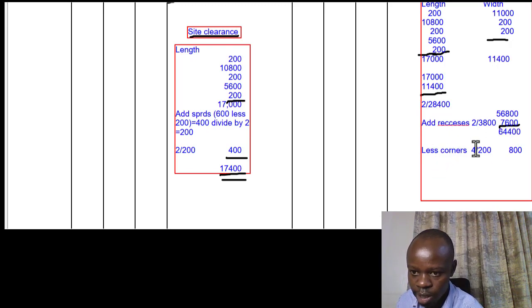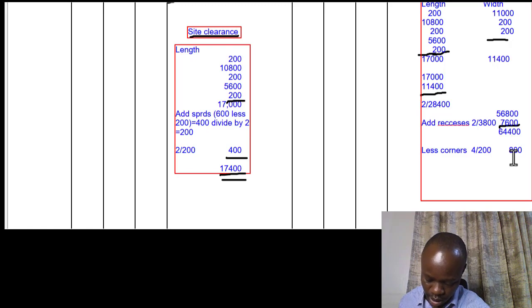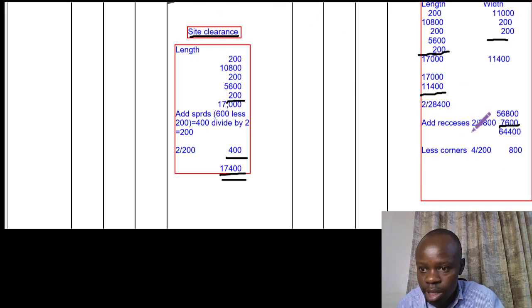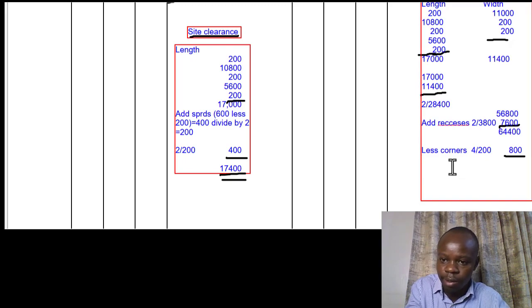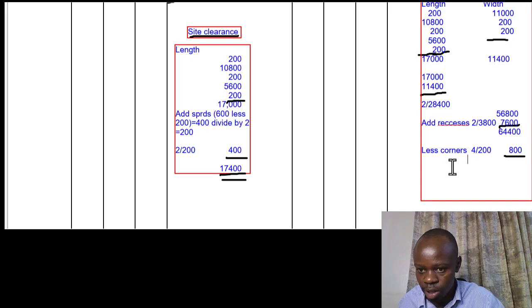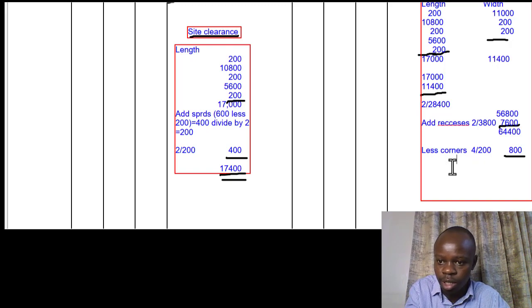And then we now less the corners. Corners, we've said, is the whole thickness, which is 200 by 4 times, 800. So this is supposed to give you 63600. So that is what we are supposed to have as our center line. So just write it here. Actually, just indicate that this is now center line.